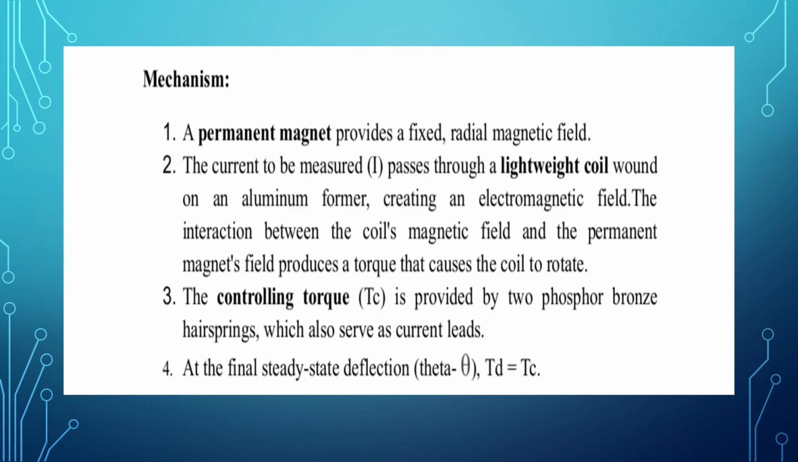Now let us see the mechanism of moving coil. A permanent magnet provides a fixed radial magnetic field. The current to be measured passes through the lightweight coil wound on an aluminum former, creating an electromagnetic field. The interaction between the coil's magnetic field and the permanent magnetic field produces a torque that causes the coil to rotate. The controlling torque TC is provided by the two phosphor bronze hairsprings, which also serve as current leads. At the final steady state deflection theta, TD is equal to TC.